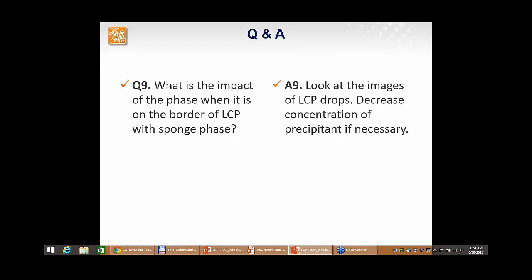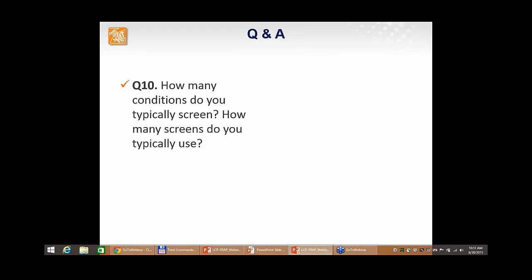Question number 10, how many conditions do you typically screen? How many screens do you typically use? Typically for one experiment we set up about 3 or 4 96-well plates, just because this is a good number to analyze during the day. It takes about 2 hours, as I said, per plate, so for 4 plates it's 8 hours, plus if you look at some of the full FRAP curves, that would take you the whole day of looking at these plates. So 2 to 4 96-well plates is a typical setup that we use.